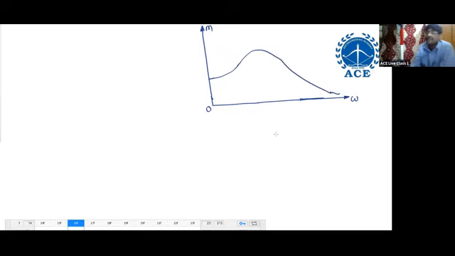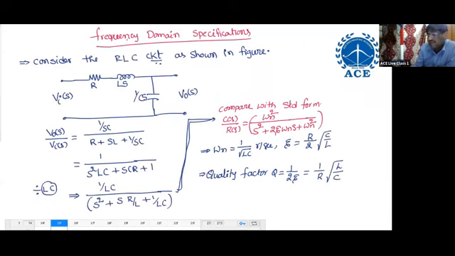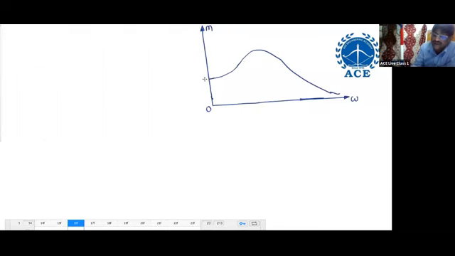Right. At frequency omega 0, what is the magnitude? Put omega 0, S0: this is 0, this is 0. What are you getting? Omega n square by omega n square means 1. So that means this magnitude is 1. The frequency at which maximum magnitude occurs is called the resonant frequency, omega r. That maximum magnitude is called MR, the resonant peak.